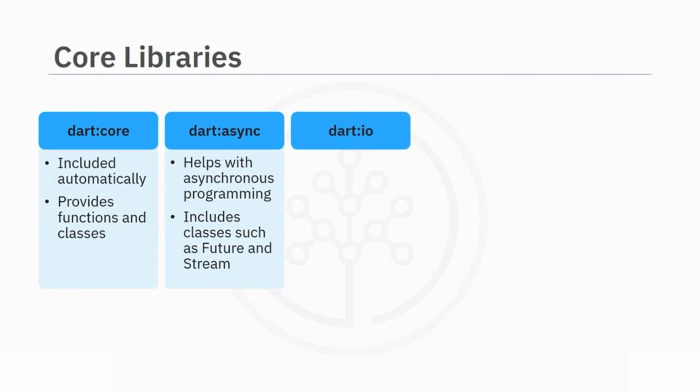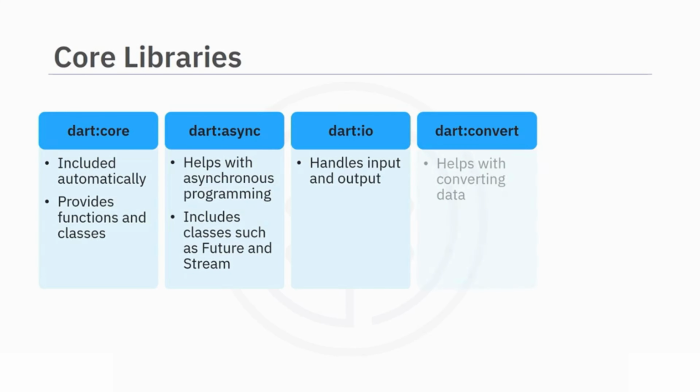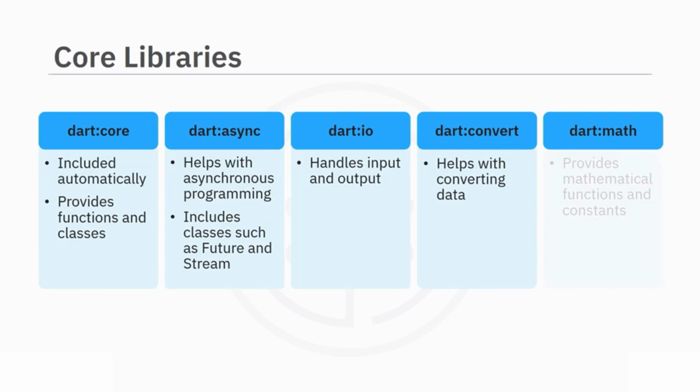Another library is Dart I/O, which handles input and output, such as reading and writing files or connecting to the internet. The library Dart Convert helps with converting data, such as turning JSON, which is a format for storing and sending data, into Dart objects and vice versa. Finally, the Dart Math library provides mathematical functions and constants that are useful for complex calculations.